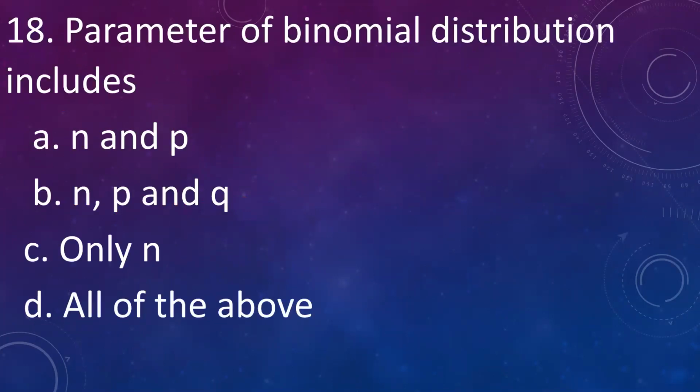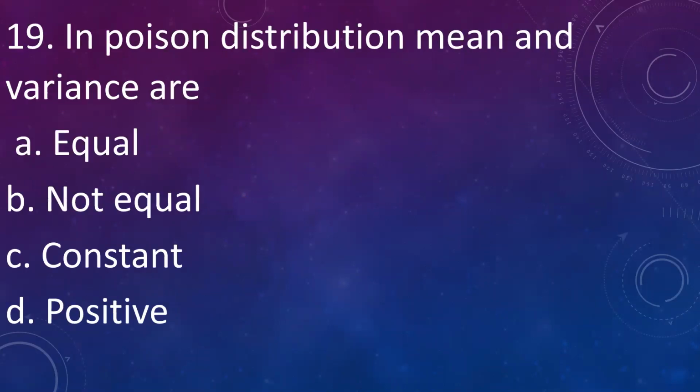And next question is: parameter of binomial distribution includes A, N and P; B, N, P and Q; C, only N; D, all of the above. Answer is N and P. Parameters of binomial distribution include N and P. Then, in Poisson distribution, mean and variance are A, equal; B, not equal; C, constant; D, positive. Answer is equal. In Poisson distribution, mean and variance will be equal.